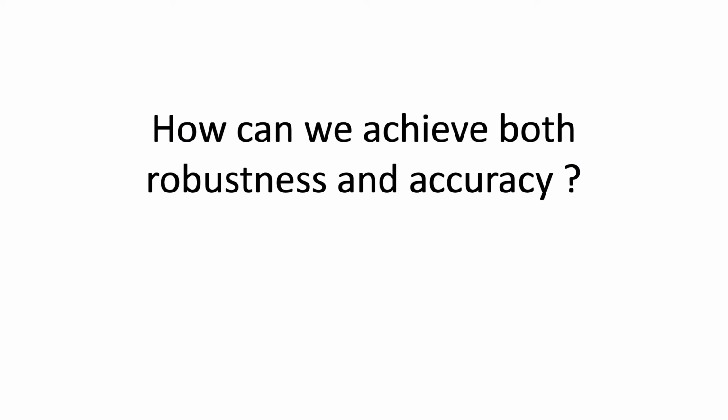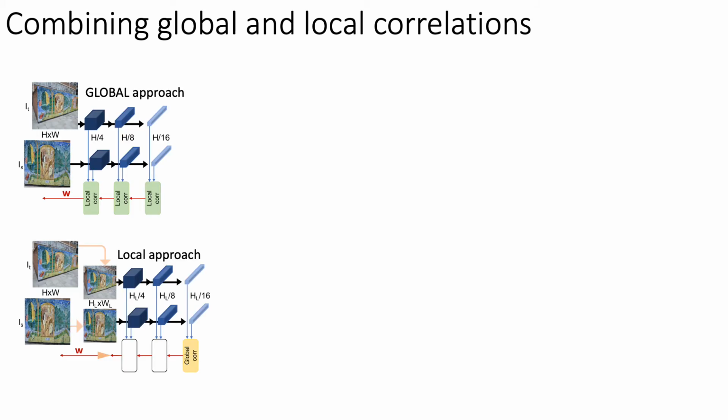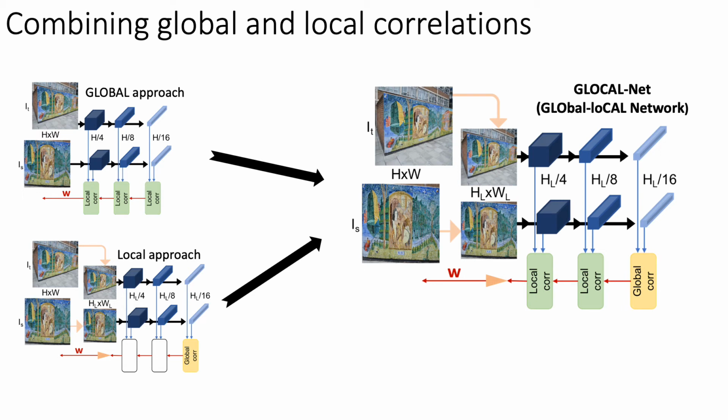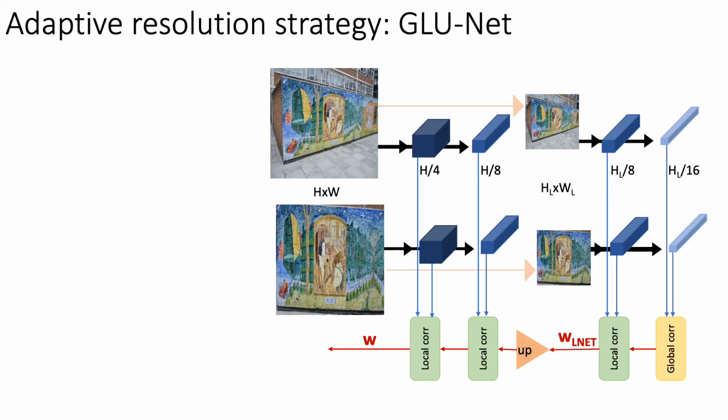We wonder, how can we achieve robustness to large displacements and accuracy for small displacements? Our first contribution is to combine the global and the local approach. It gives GLU-Net here, which has a global and two local correlations. It can handle long-range motion and is also accurate for small displacements. But this network is still constrained to this fixed input size HL×WL. This leads to our second contribution. Our adaptive resolution strategy enables GLU-Net to take any image size as input while still benefiting from a global correlation.